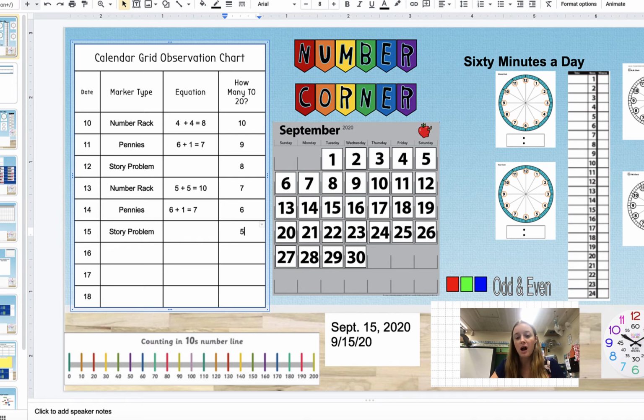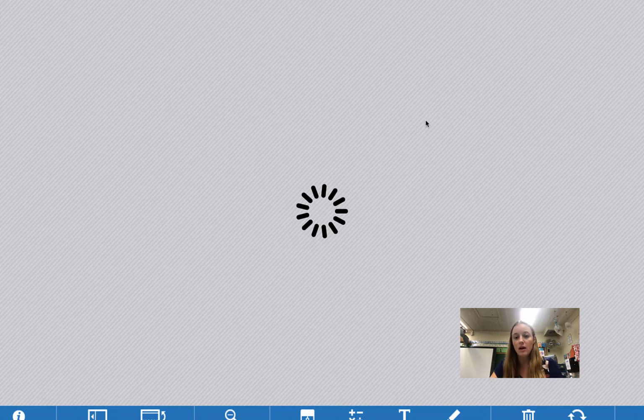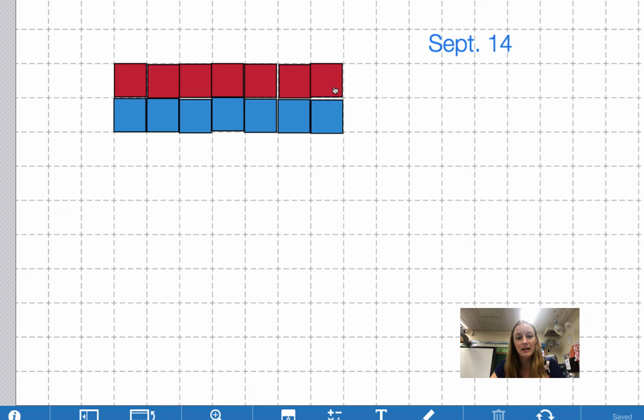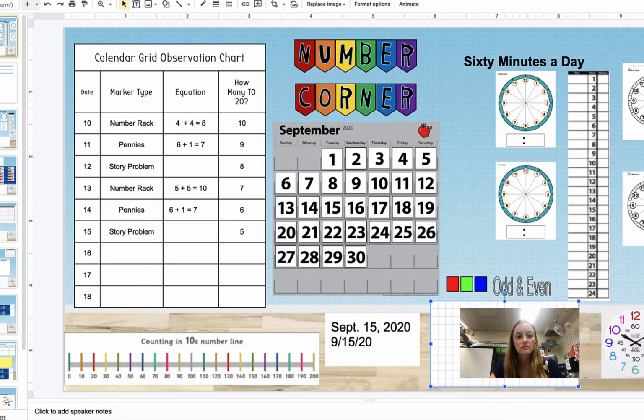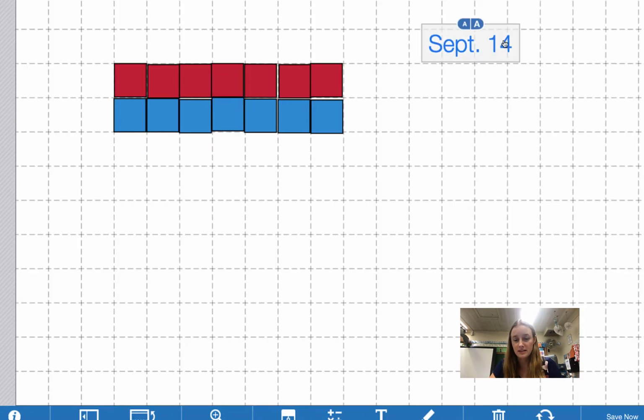We're going to go into our odd and evens chart. Yesterday we had a total of 14 on there. So today is September 15th. I thought I fixed this. That's why I was a little lost. September 15th. So we have to add one new marker to our odd and even chart. Here I have 1, 2, 3, 4, 5, 6, 7 red, and I have 1, 2, 3, 4, 5, 6, 7, 8 blue. So 7 and 8 makes 15. So 7 plus 8 is 15.